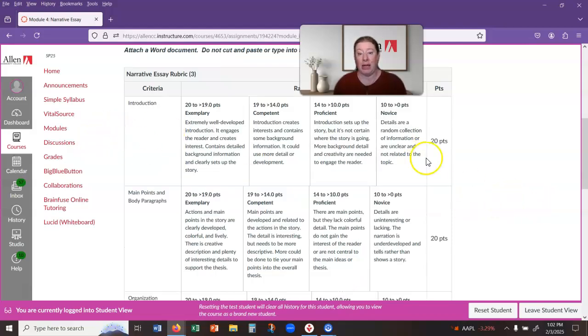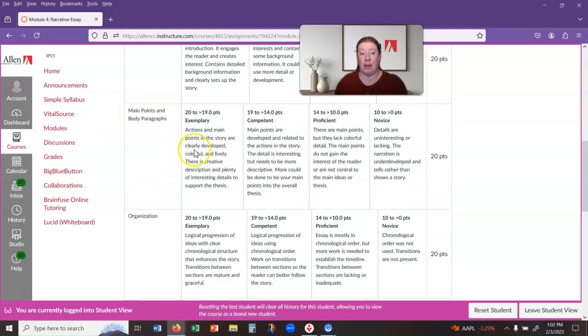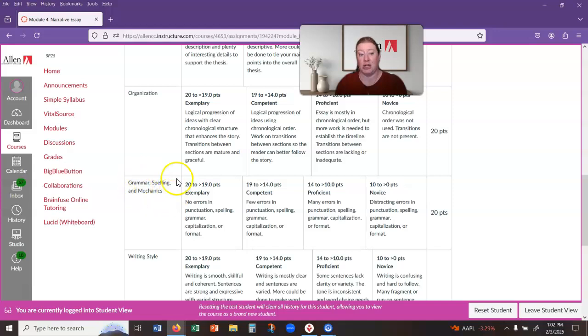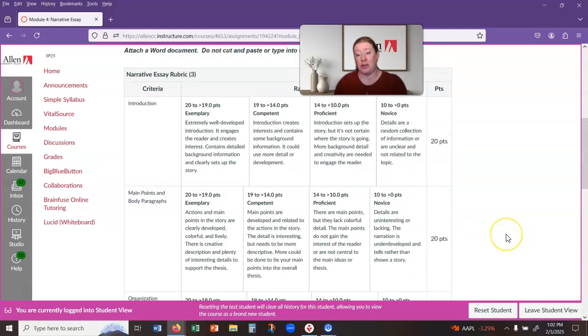It shows you what the rubric's going to look like. So when I grade essays, it takes me a lot longer to grade them because I use this rubric. And rubrics help me to kind of categorize areas where students need help. So you can see that introduction, main points and body paragraphs, organization, grammar, spelling, and then writing style are all separate categories. And you'll get a score for each one, and that total will be then your essay score. And so that can help you out a little bit. You can see what the descriptions are in each category.